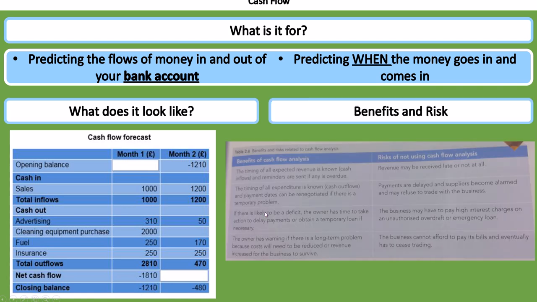So what's the benefits and risks of doing a cash flow? They're here. The risks are quite easy. All you got to think about is if you don't do this, how do you know when money's coming in and out? So for this instance, this is negative, but if I know money's coming in month 3, I'll be alright, because this might turn positive. If I didn't know that, I might be panicking.